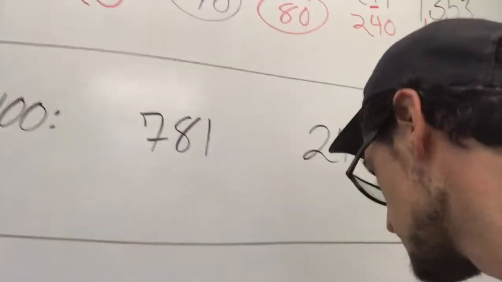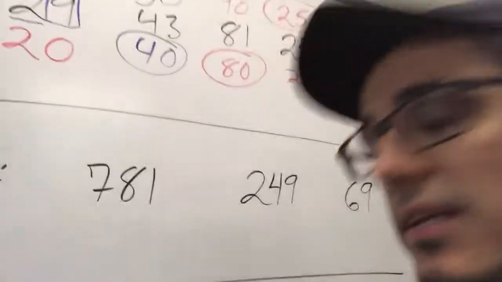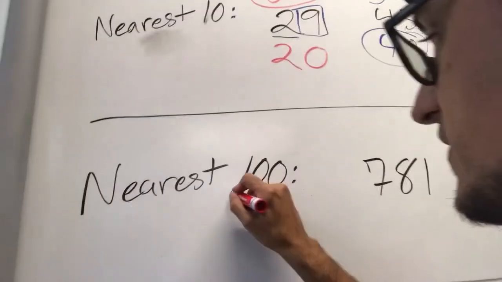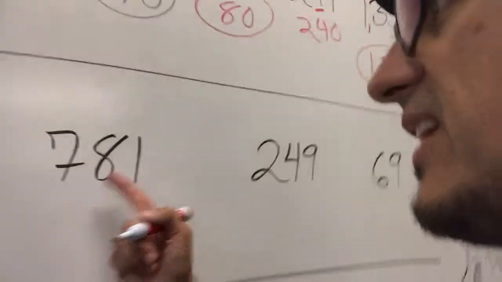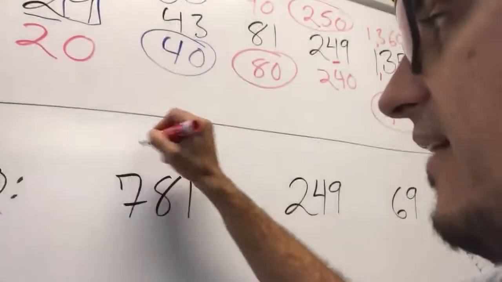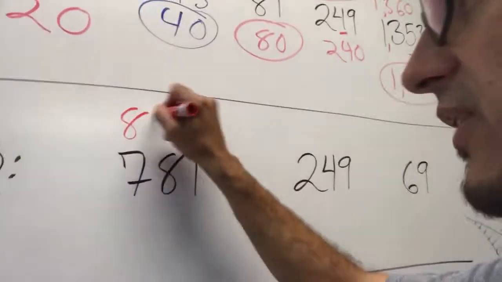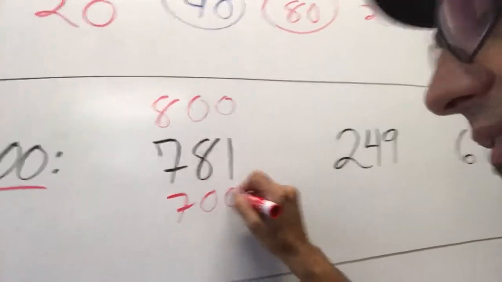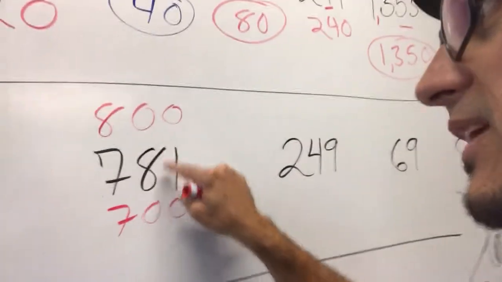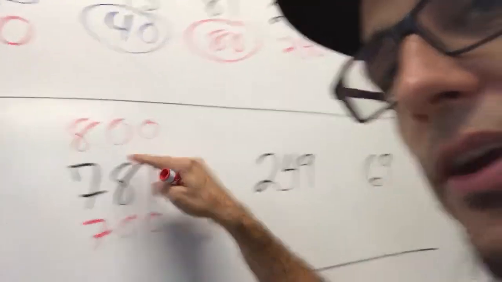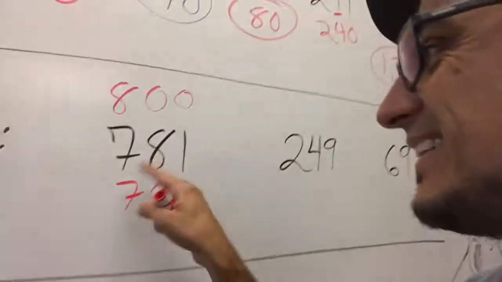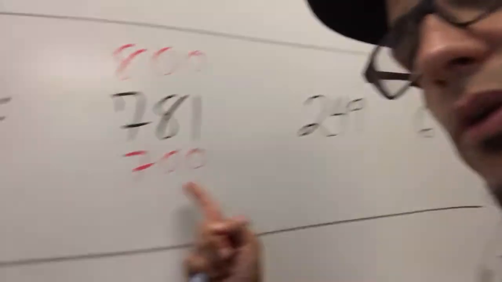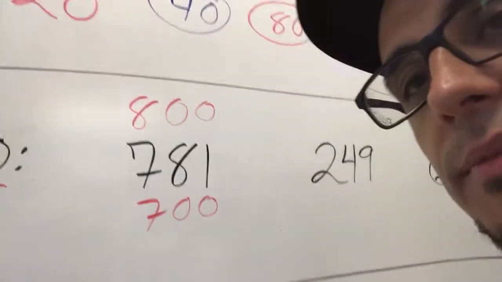Let's just go through this quickly. So if I'm rounding to the nearest hundred, this time I'm going to the hundreds. And I'm like, hey, what are the hundreds around 781? Well, I have the 100 that's above, which is 800, and I have the 100 that's below 781, which is 700. Okay? And 781 is closer to 800 than it is to 700. Because this one's 81 away from this, but it's only 19 away from this guy.